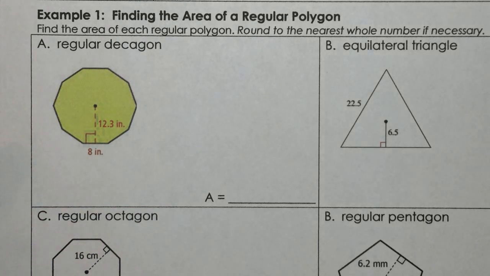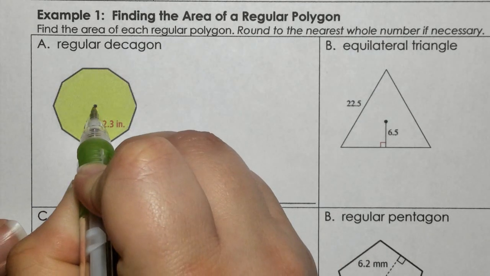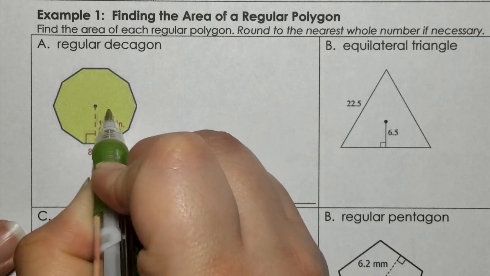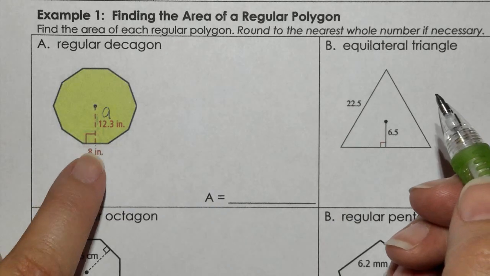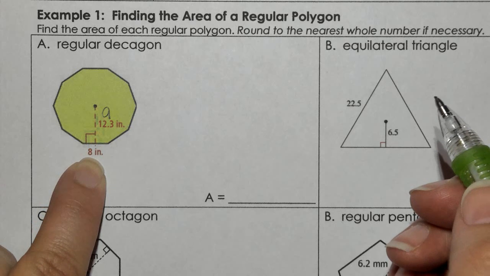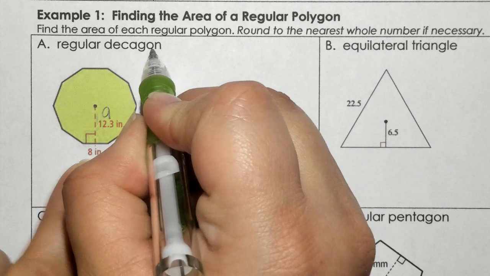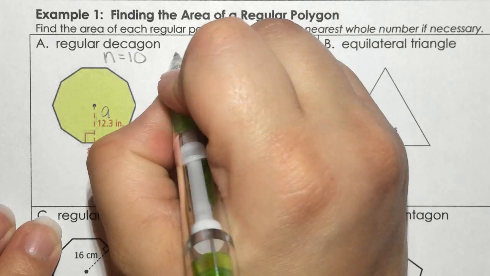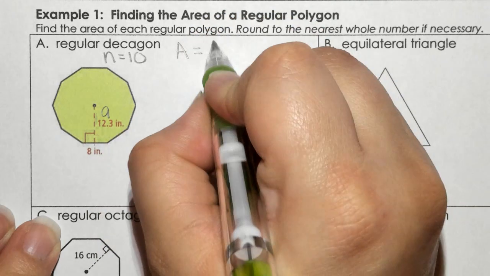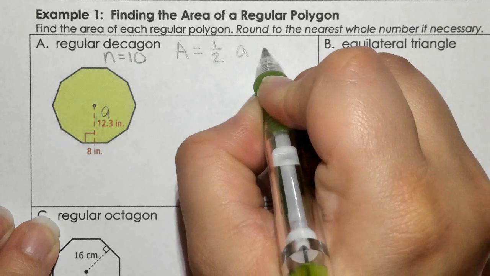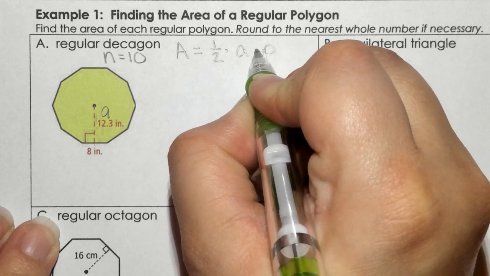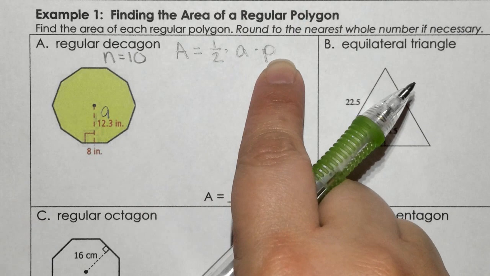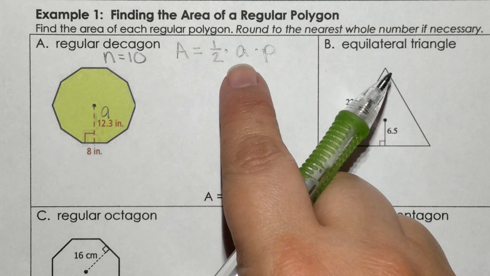Alright, so now down here in the first problem, we need to label the apothem and your perimeter. So first, my apothem is that distance between the center to the side. I see that I have 8 as a side length, and I would have 10 sides. Okay, so here is your formula. So 1/2 times apothem times perimeter. Okay, we'll use parentheses when we actually plug it in.